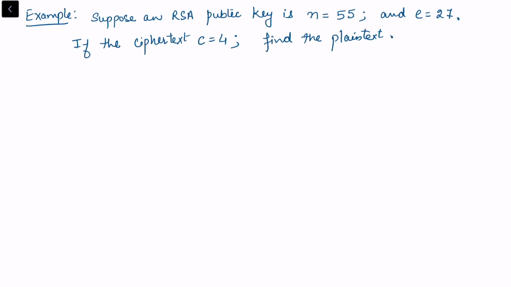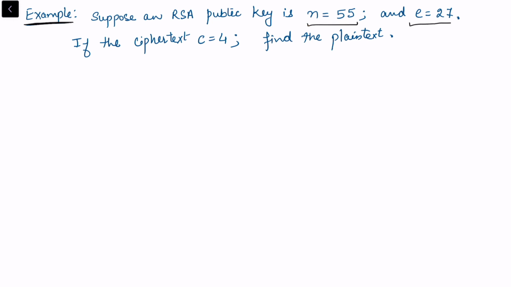So let's take an example further to verify this RSA system and to apply it. Suppose that an RSA public key is N equal to 55 and E equal to 27. In practice, the difficulty is that whenever the two integers N and E are made public, it is hard to factor an integer which consists of hundreds of digits. So this is a problem: how we can factor an integer into two large primes P and Q, whose product will give us N.